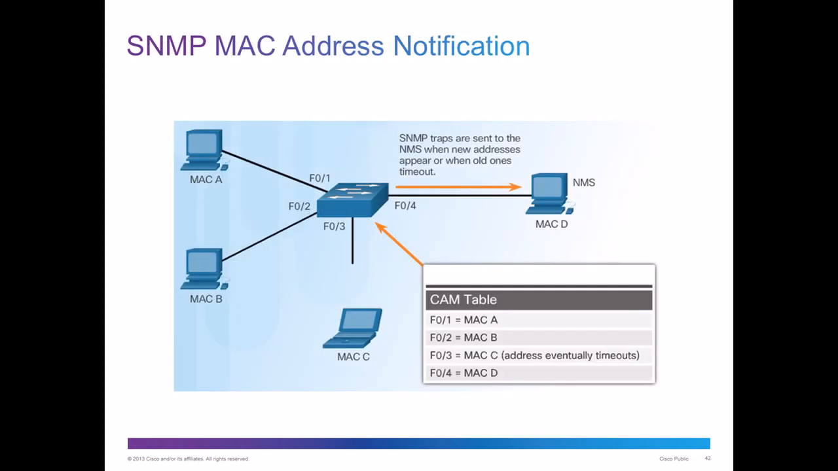All right, SNMP MAC address notification. If there is any violation, you want to send traps to the SNMP manager. SNMP traps can be sent to the manager with the new addresses that appear and the old ones, so it can give you all the information that's in the MAC address table. The SNMP manager can evaluate the MAC address table to see if there's been an attack, or somebody spoofing the MAC addresses, or any information that you can analyze using SNMP. But you have to set up the switch to be able to send traps to the manager.